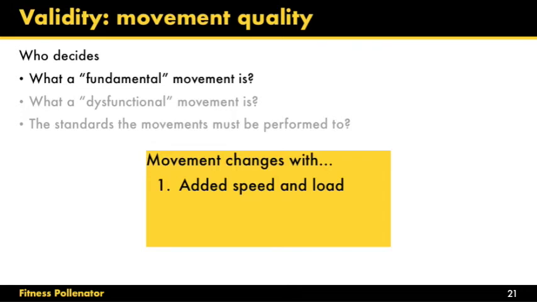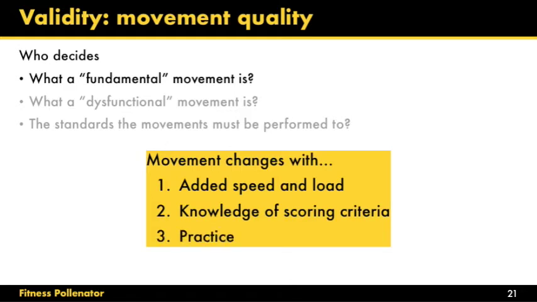Another knock on the FMS is that people can actually manipulate their performance based on knowledge of the scoring criteria. So a study of firefighters actually showed that when they knew what the scoring criteria was, they were able to improve their performance by more than 2.5 points. And so this is something we definitely need to be aware of if we're going to be administering movement screens. Lastly, we know that people get better when they practice. So maybe if somebody is not performing well on a movement screen, it's just because they've never done these movements before and they don't have any practice at them.